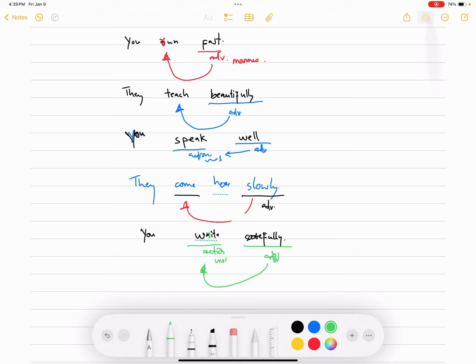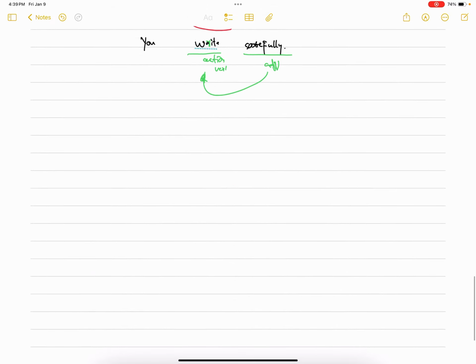The next one. Let me go to another page. They, for example, walk. How do they walk? Let me choose this color. They walk, for example, fast. What about fast? Fast is an adverb. This adverb modifies this action. This is an action verb. They walk. How do they walk?